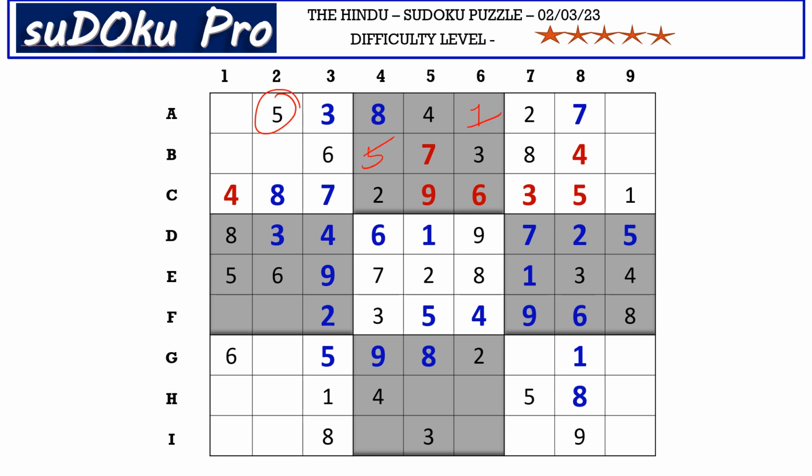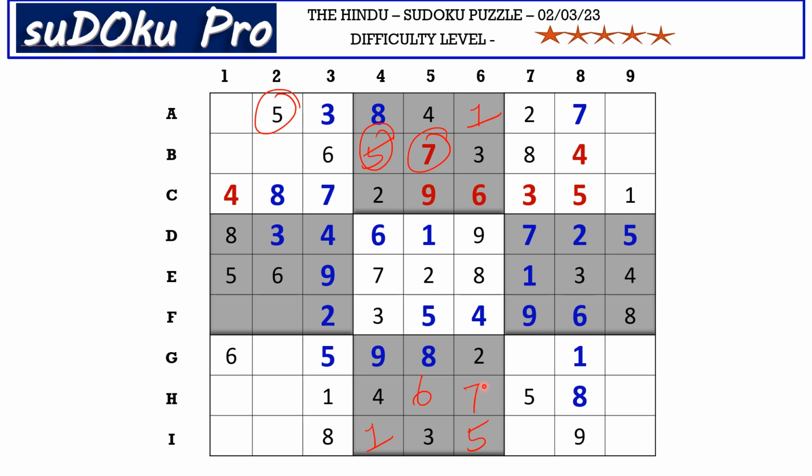Now in this column we know that these two cells take 1, 5 matching pair. Now this 5 blocks here. So I4 takes 1 and I6 takes 5. Now in this 8th block we have 2 empty cells and the missing numbers are 6 and 7. This 7 blocks here. So H5 takes 6 and H6 takes 7.